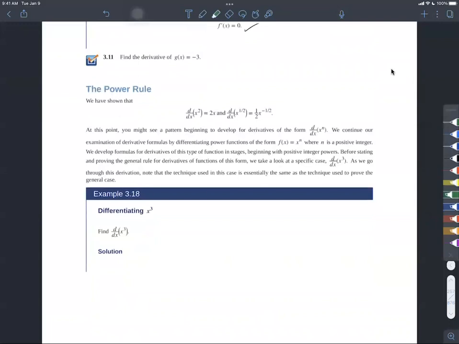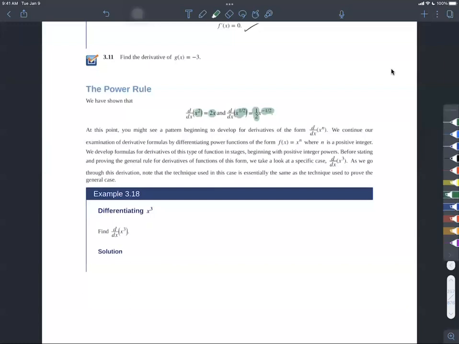We have shown that the derivative of x squared is equal to 2x. And the derivative with respect to x of x to the 1/2 is 1/2 times x to the negative 1/2. At this point, you might see a pattern beginning to develop for derivatives of the form d dx of x to the n. We continue our examination of derivative formulas by differentiating power functions of the form f of x equals x to the n, where n is a positive integer. We develop formulas for derivatives of this type of function in stages, beginning with positive integer powers before stating and proving the general rule for derivatives of functions of this form.